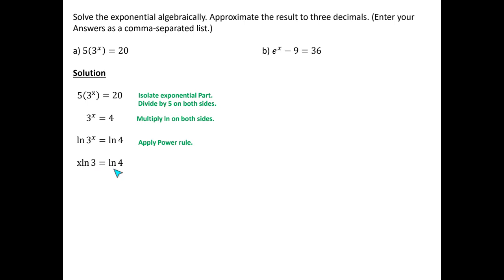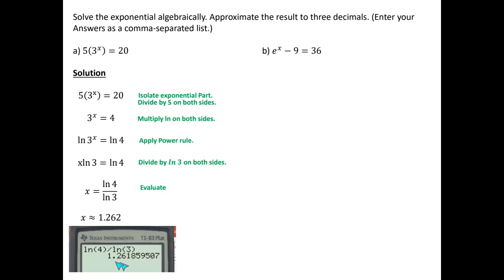We're trying to solve for x. So I can divide by natural log of 3 on both sides. And that's going to give me x is equal to natural log of 4 divided by natural log of 3. So that would be your exact answer. If you need a decimal, then we can enter it in the calculator. And if you can see, this is how I would enter it in my calculator. Any questions on that one?